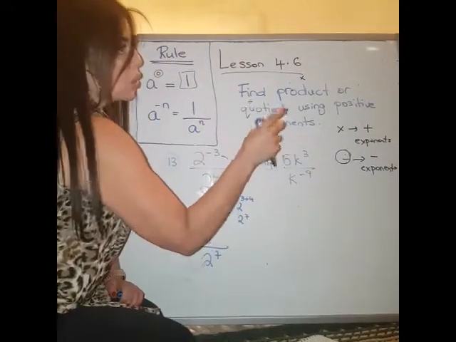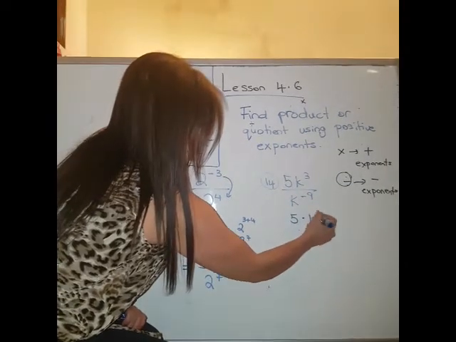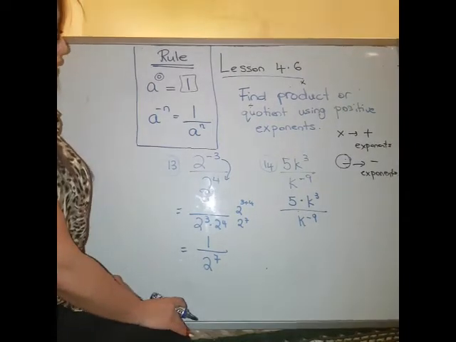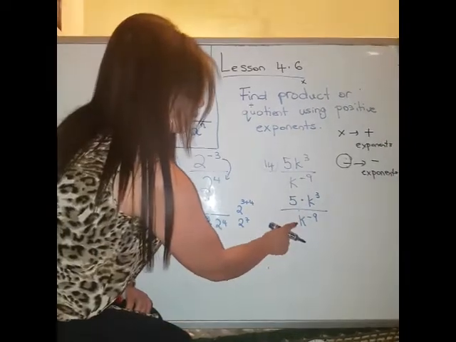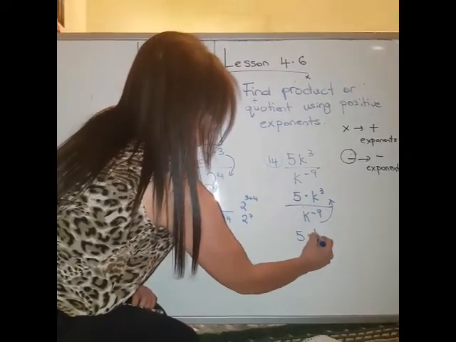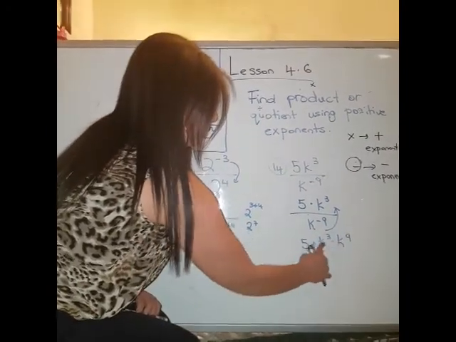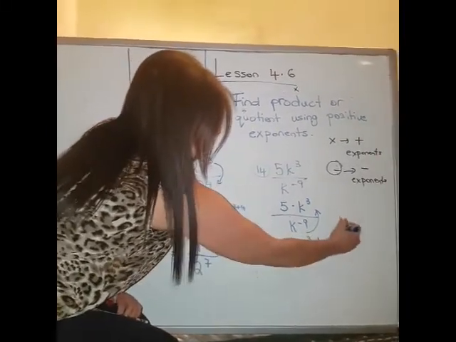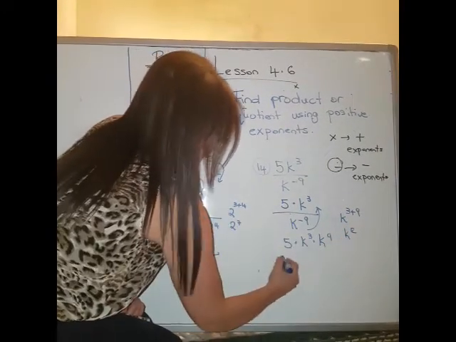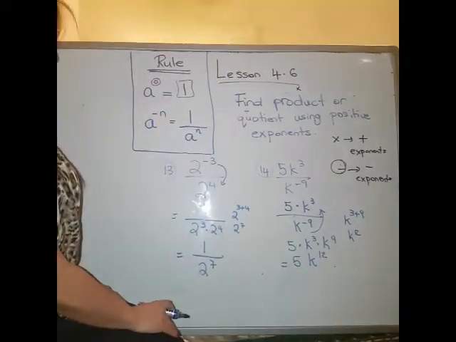5k^3. The first thing I told you: split them up, separate them. 5 times k to the third over k^-9. Where is my negative exponent? It's in my denominator. What do I do to it? I bring it to my numerator. So it's 5 times k^3 times k^9. Here, same base numbers, they're multiplying. What do I do? I simply add the exponents, which is k^12. So my answer is 5k to the 12th power.